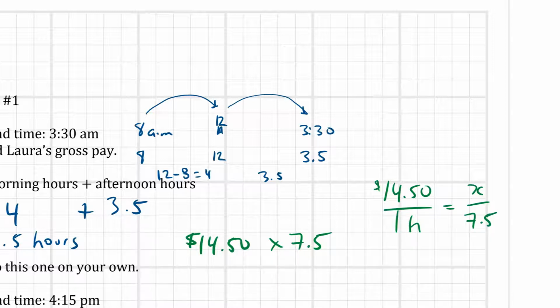And you see from our cross multiplying idea, we're going to multiply 14.50 times 7.5. Which I think I need to get my calculator to figure that one out, because I don't think I can do that in my head. Times 7.5. Okay, so I get $108.75. That's a good day for Laura. Okay.